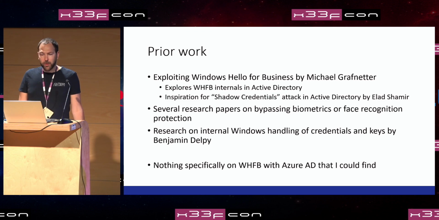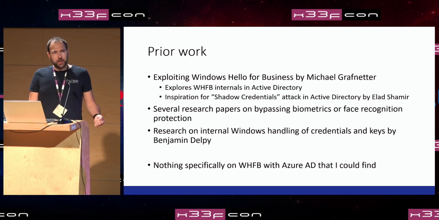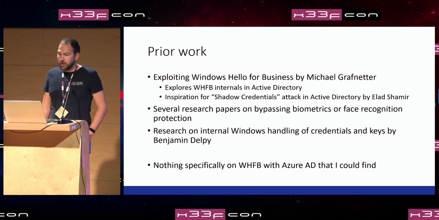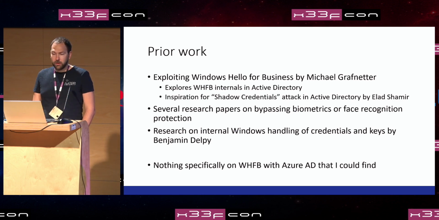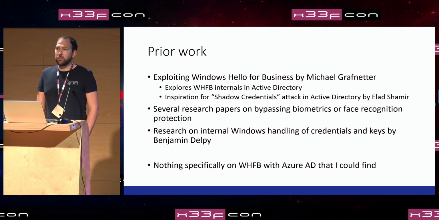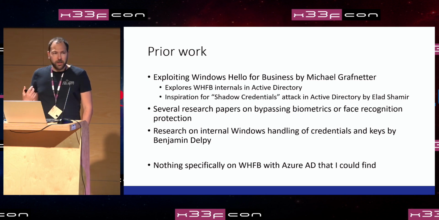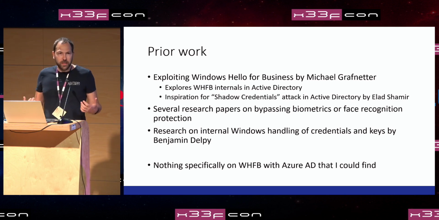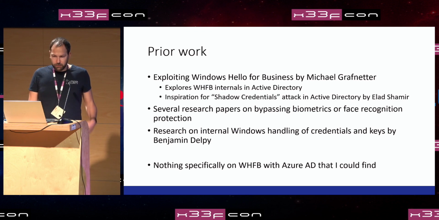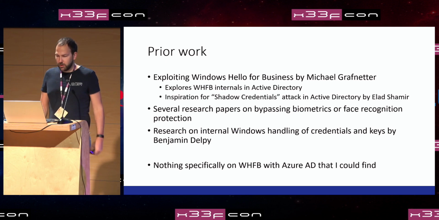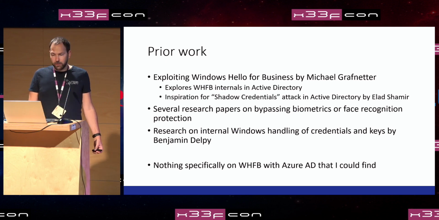I just wanted to highlight some prior work. There have been some people that looked at Windows Hello for Business before. One of the most interesting ones, I think, is the talk Exploiting Windows Hello for Business by Michael Grafnetter. Basically, he looked at how Windows Hello for Business works in on-prem Active Directory. And this was also the inspiration of the shadow credentials attack in Active Directory by Elad Shamir. Basically, this makes it possible to write keys to other users and then perform lateral movement with that. So those are some very interesting things, and there are actually quite some parallels with the Azure AD implementation of it. So this was definitely very useful research.